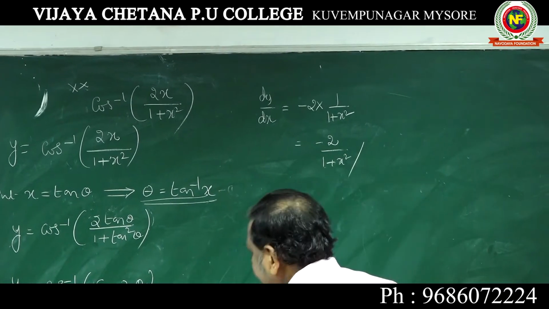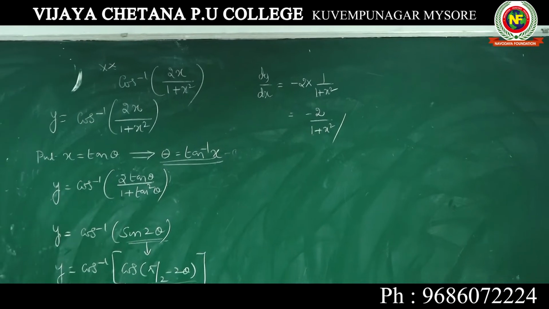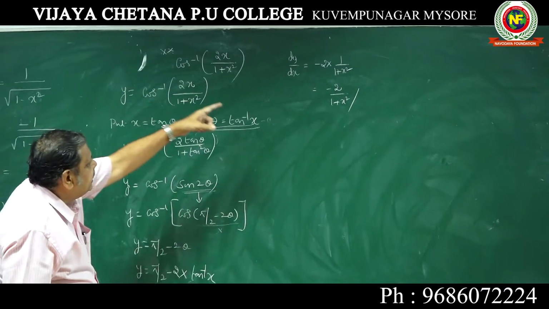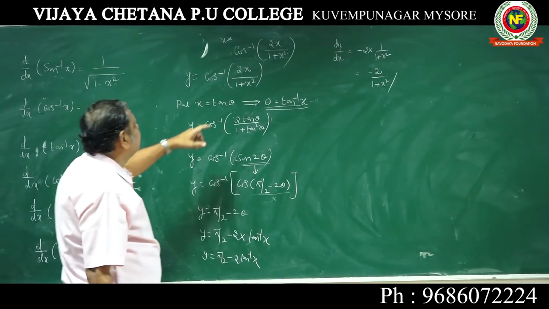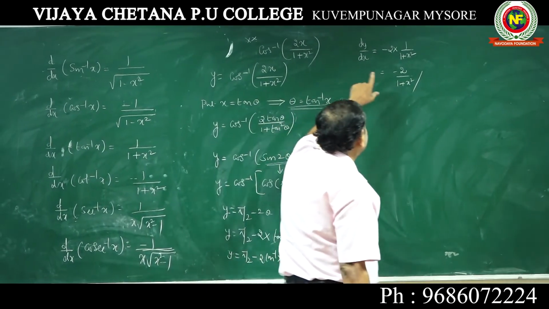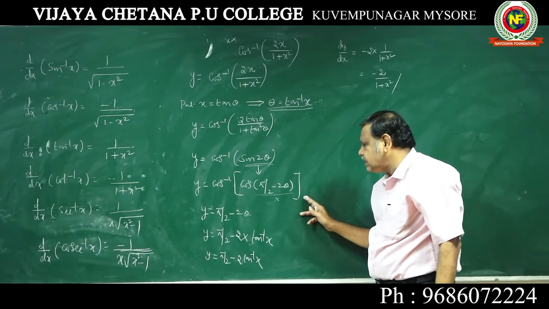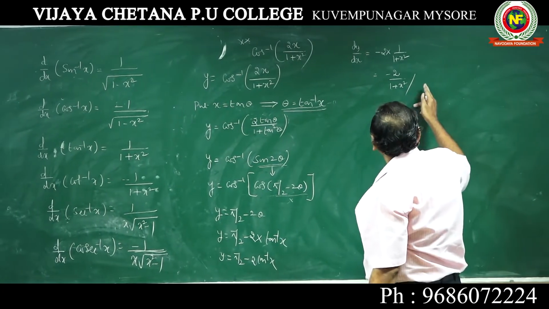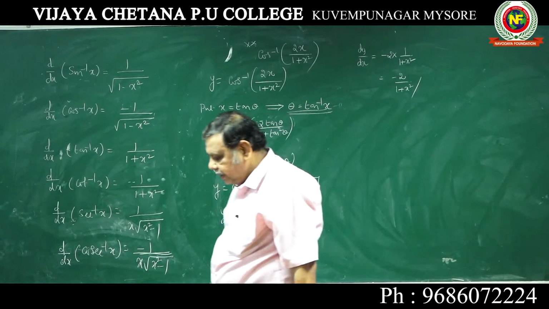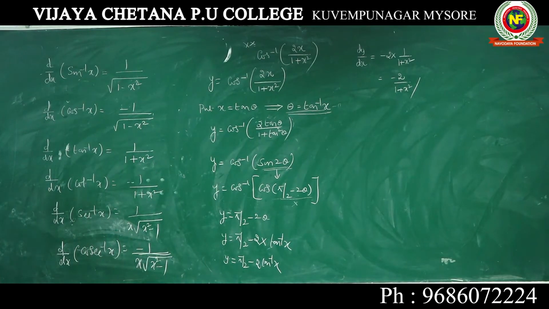What is the difference between this and the previous problem? When it is sin inverse 2x by 1 plus x square, it is simply plus 2 by 1 plus x square. Whenever it is cos inverse 2x by 1 plus x square, it is minus 2 because of this. Sin 2 theta, you have to change it to cos, then take theta tan inverse x, then differentiate, you get minus 2 by 1 plus x square. Please go through this, a very important one, and this is a commonly asked question in examination.